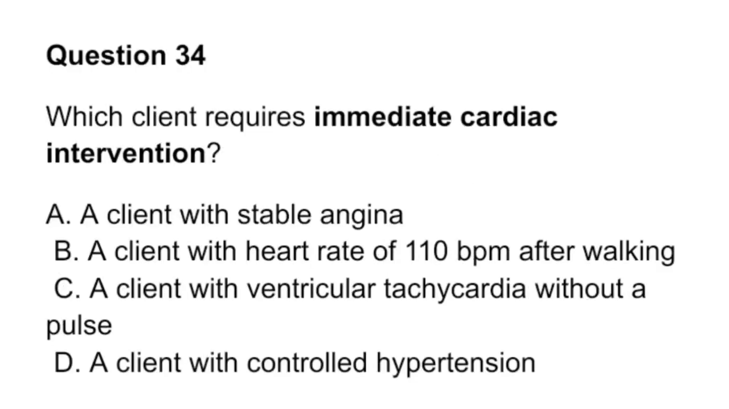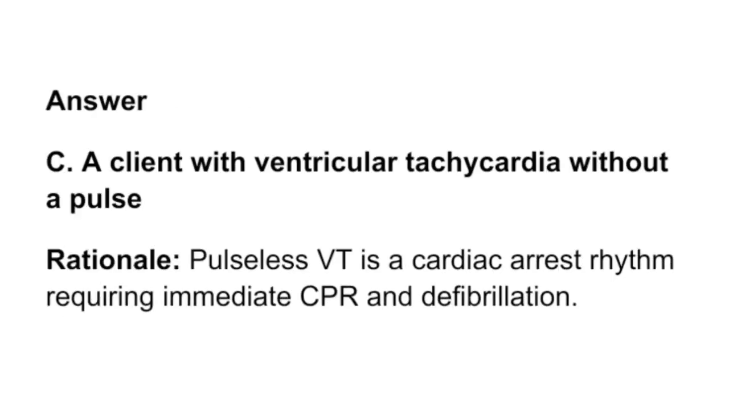Question 34. Which client requires immediate cardiac intervention? A. A client with stable angina. B. A client with heart rate of 110 BPM after walking. C. A client with ventricular tachycardia without a pulse. D. A client with controlled hypertension. Answer. C. A client with ventricular tachycardia without a pulse. Rationale. Pulseless VT is a cardiac arrest rhythm requiring immediate CPR and defibrillation.